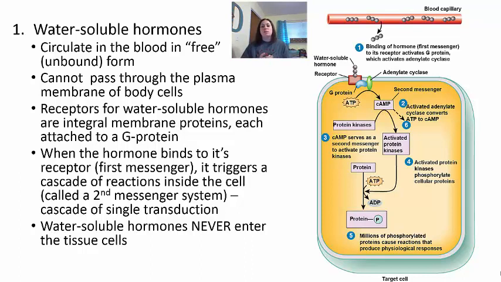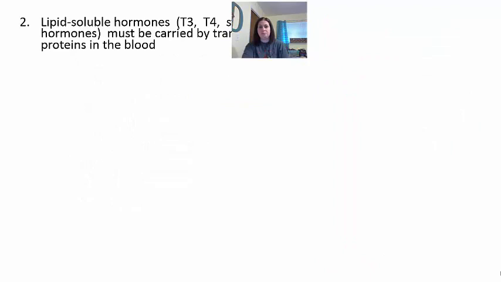So water-soluble hormones can travel freely in the blood. They don't actually gain access to the cell. However, they have to use second messengers, almost like playing telephone. I get the message and I tell it to the next person, and the next person tells it to the next one, and so on. That's how water-soluble hormones work.